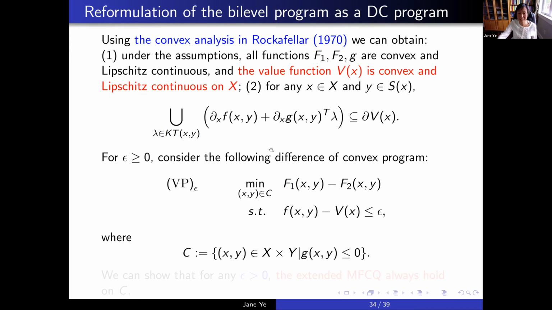So here you take the element in the value function, right? And the point is that if you take epsilon positive, then the extended MFCQ always holds.